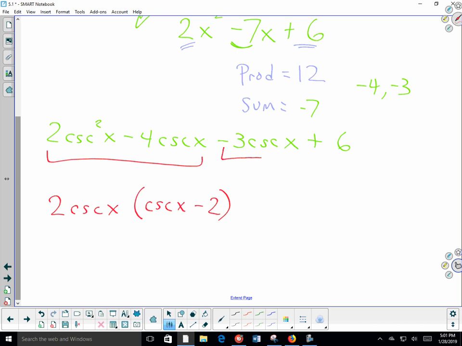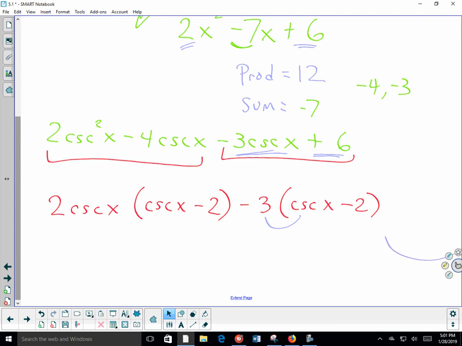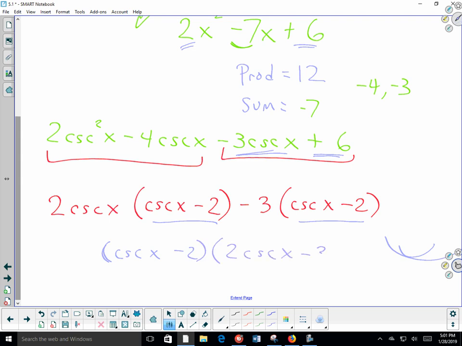And then what can I factor out of these two? I think I can only factor out a minus 3. And if I factor out a minus 3, I'll get cosecant x minus 2, because the negative 3 times the cosecant x gives me this term, and the negative 3 times the negative 2 gives me the plus 6. So we see the same expression in both of these, so we could factor that out and get cosecant x minus 2 times 2 cosecant x minus 3. All right?